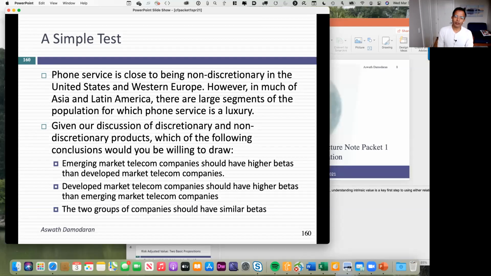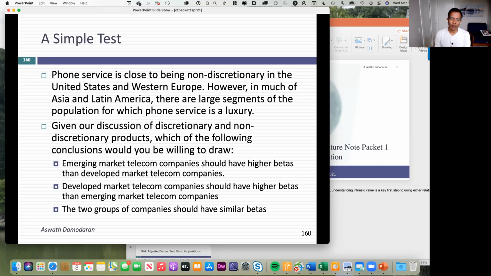So let's build on this concept. I'm going to do a very simple test. Let's suppose you're looking at telecom companies, phone service. Now, if you look at the US, you look at Western Europe, phone service is pretty much non-discretionary. Everybody has a phone. If you look at Asia, phone service is still growing. People might have phones, but the amount of extra services they will buy will depend on how well or badly they're doing. So in a sense, services or products that might be non-discretionary in one part of the world might be discretionary in another part of the world.